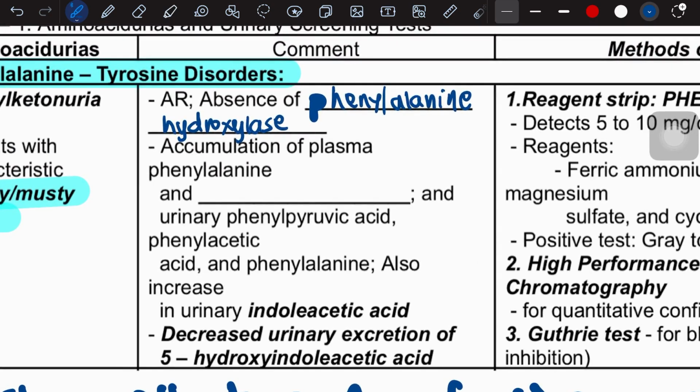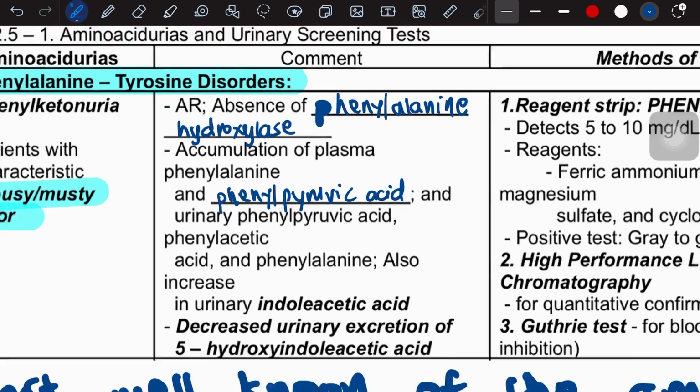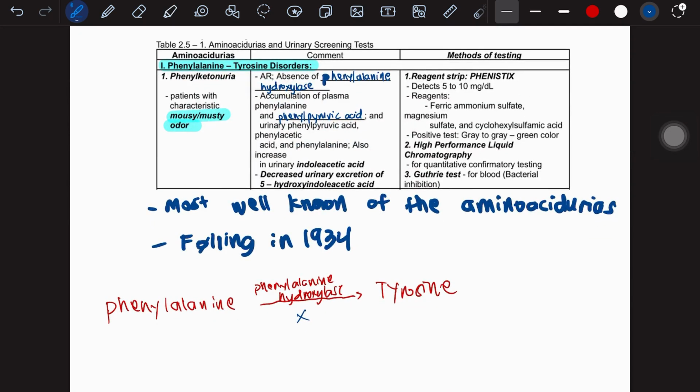phenylalanine and phenylpyruvic acid, as well as urinary phenylpyruvic acid, phenylacetic acid, and phenylalanine. There is also an increase in urinary indole acetic acid and decreased urinary excretion of 5-hydroxyindole acetic acid.